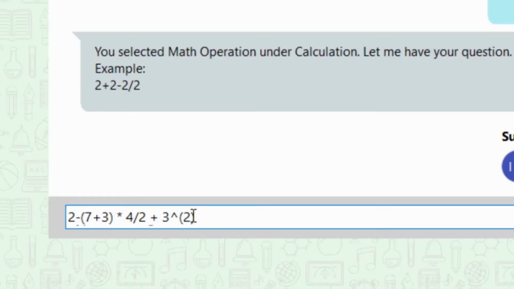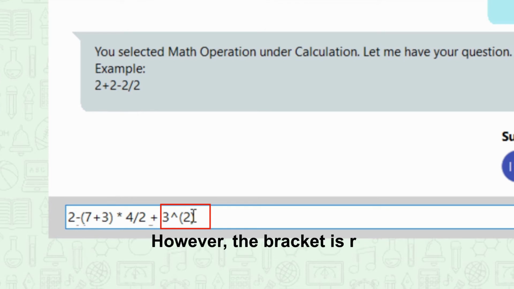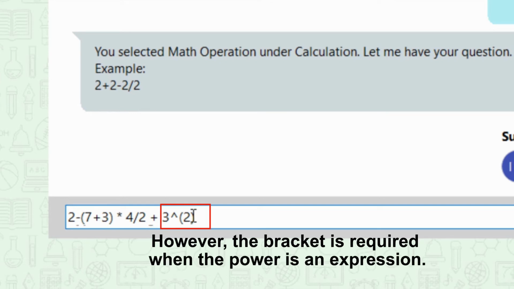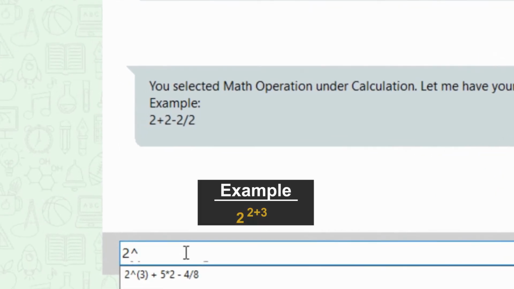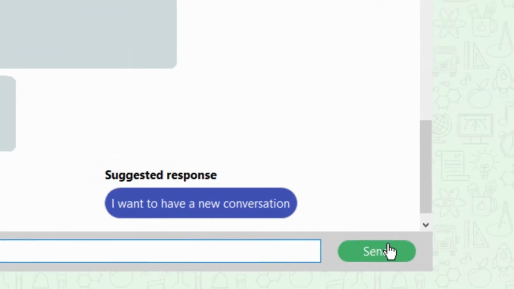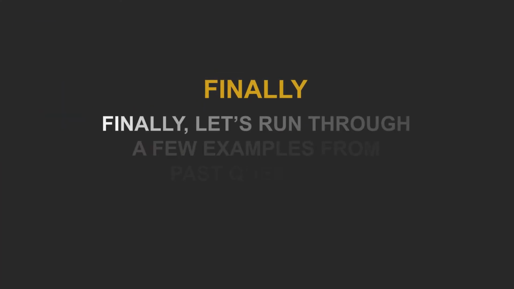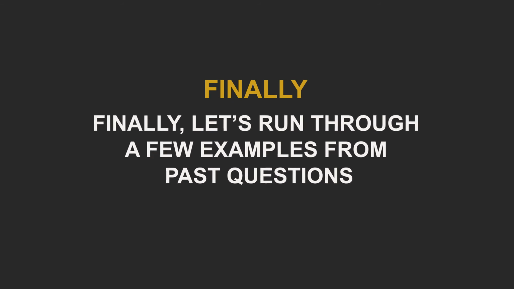Note that 3 caret open bracket 2 close bracket can also be written as 3 caret 2. However, the bracket is required when the power is an expression. For example, finally, let's run through a few examples from past questions.